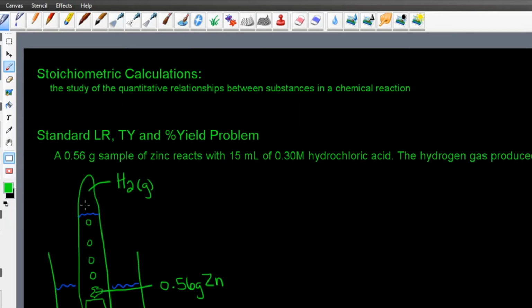Okay, now of course also up in here is going to be some water vapor, because whenever we collect a gas over water, there's going to be some water that turns into the gas phase as well, which is going to contribute to our total pressure inside this container. That'll come into play a little bit later on. Okay, so that's our diagram of our setup. Let's go ahead and write a balanced chemical equation.